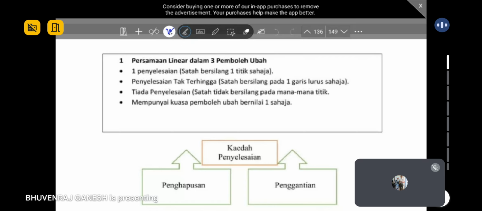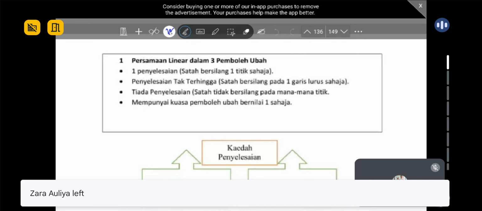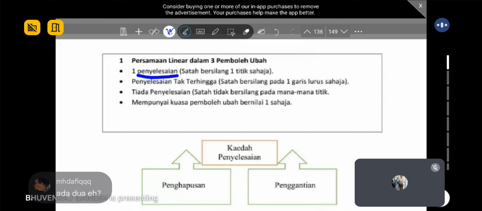How many types of solution you have in this chapter? Trial question they like to ask also. Soalan percubaan akan tanya, apa jenis penyelesaian bagi sistem persamaan ni? What is the type of solution to the system of equation? Okay, so you must know these 3 types. Okay, the first type is called one solution. Okay, satu penyelesaian.